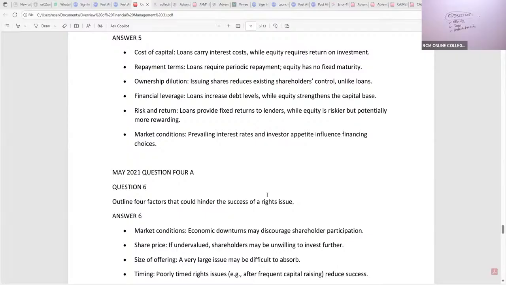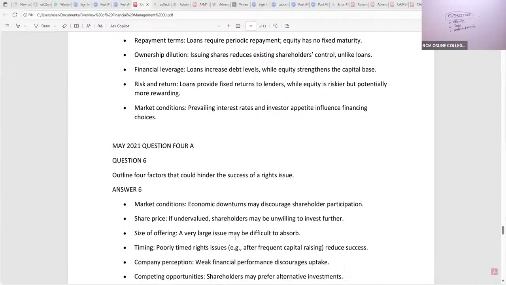Market conditions. When, of course, the market is not doing very well, people don't have money, they don't have purchasing power. Share price: if undervalued, shareholders may be unwilling to invest further. You can imagine you're telling me to buy rights, even at 2 cents, and then I hear at the stock exchange that even my shares are not able to sell at all. The share price is really low. Even if I buy these extra shares, I won't be able to get a market for them. That could be a demotivator.